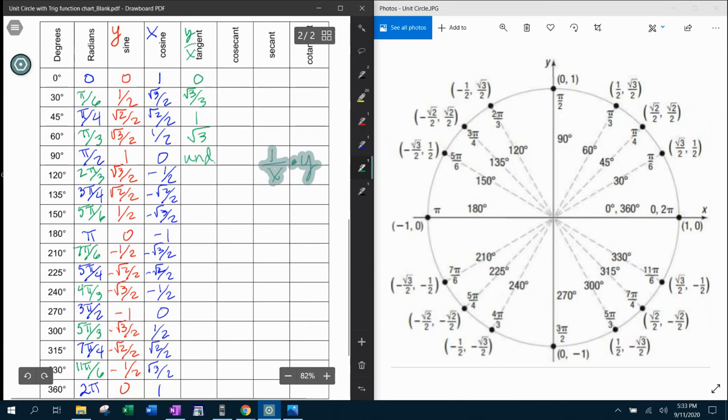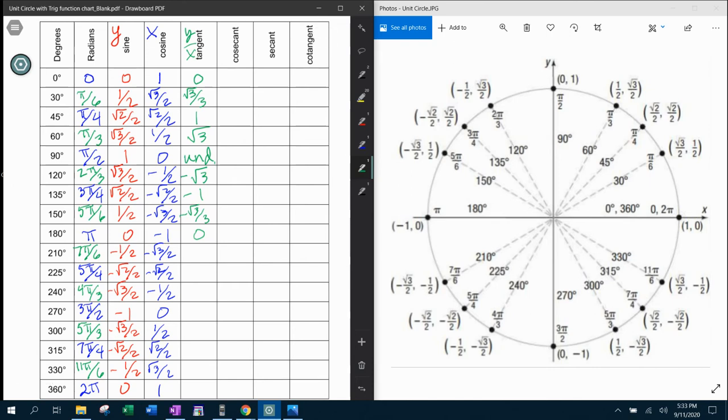1 over x times y is the tool. Now, in the second quadrant, we're going to be multiplying a negative times a positive, so all of these are going to be negative values. So this is going to be negative square root of 3, negative 1, negative square root of 3 over 3, and at 180, we're back at 0, okay?